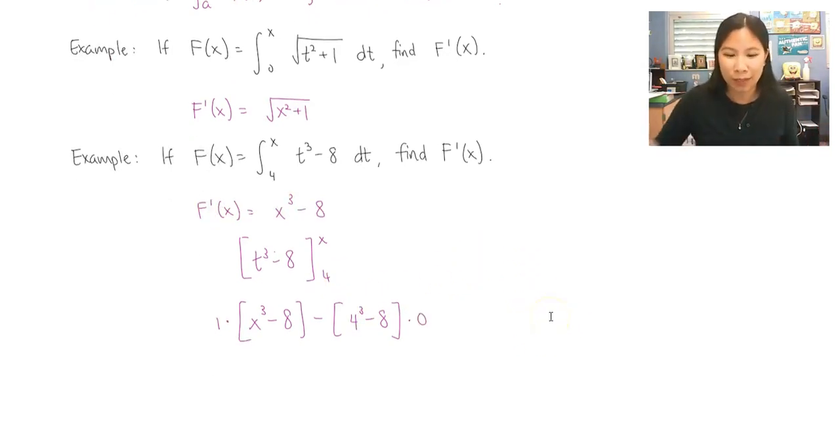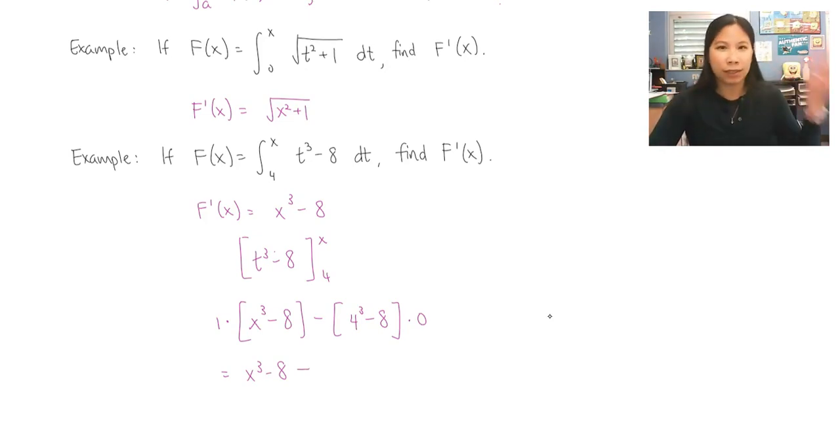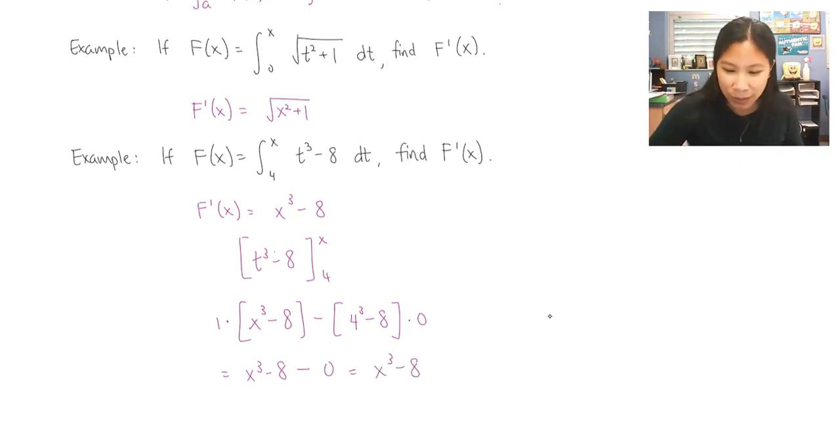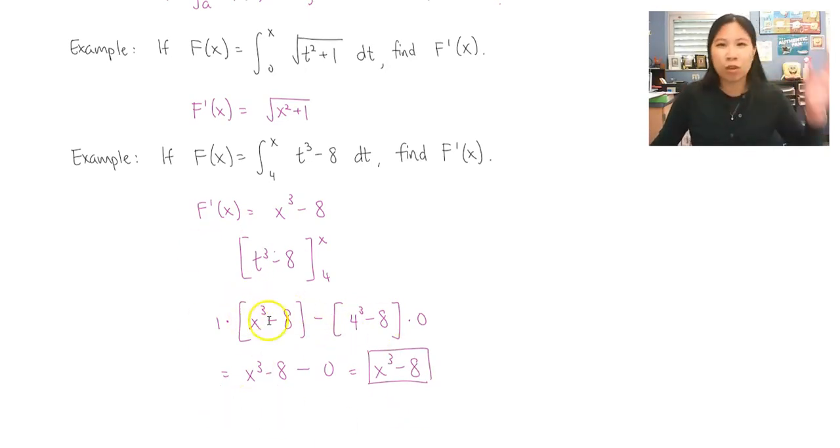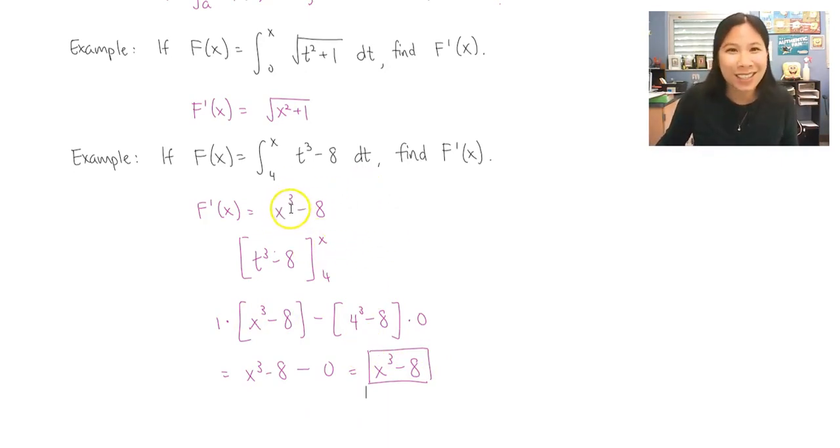So when I simplify this out, I end up with x cubed minus 8 times 1, which is just x cubed minus 8, minus 4 cubed minus 8, which is some number, but then when I multiply by 0, I'm just subtracting 0. So in the end, I end up with x cubed minus 8. Obviously this is the long drawn out way of doing this, but this is why it works. So really, if you can just remember, just plug in x instead of t, that'll give you the correct derivative.